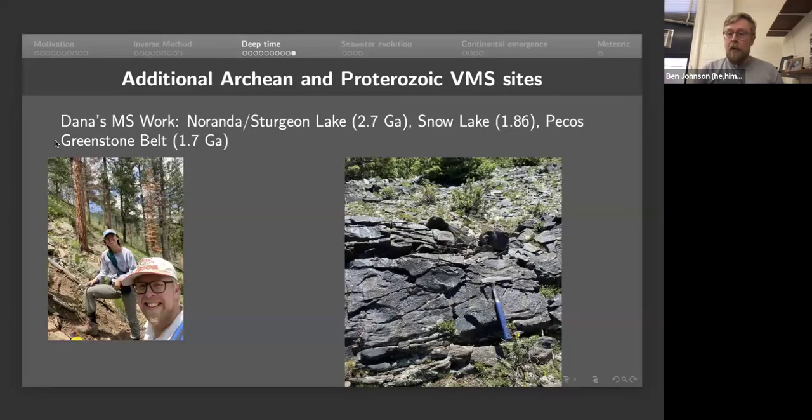Like I said, we've also now extended this into the late Archean and Proterozoic. We use some existing literature data for Noranda and Sturgeon Lake, as well as Snow Lake in Ontario and Canada, and some new data that Dana, who's pictured here with me in the field, from the Pecos Greenstone Belt in New Mexico.